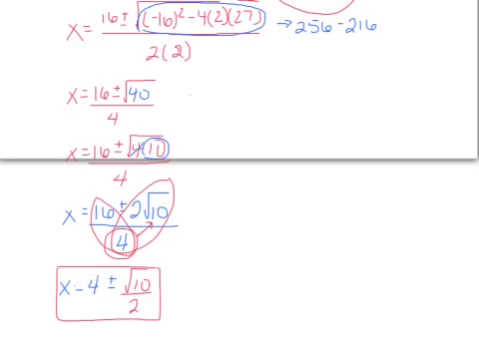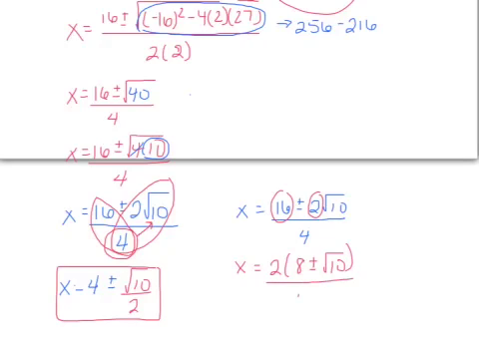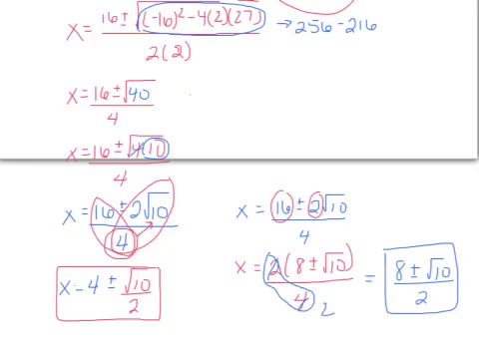Another way would be to look at your numerator of 16 and 2. I'm just going to rewrite it over here. And looking between those two values, we see that they're both divisible by 2, so we can factor out a 2. And then I'll be left with 8 plus or minus the square root of 10. So now the 2 and the 4 can be simplified. And we'll be left with 8 plus or minus the square root of 10 all over 2. So they look different, but these are equivalent forms.